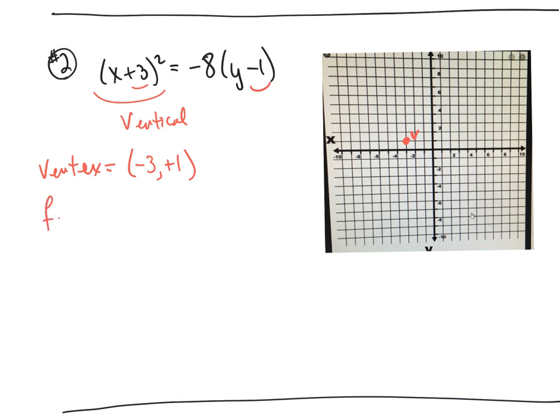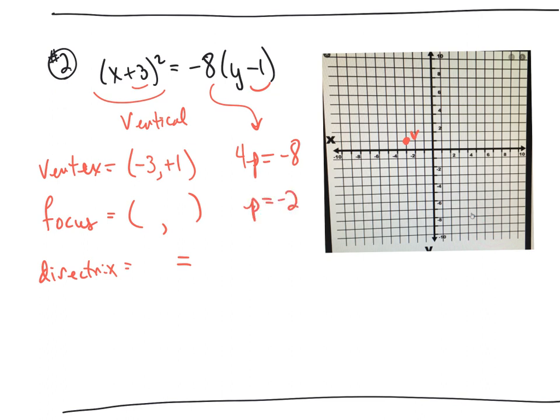Next, we're going to want to find the focus as an ordered pair and the directrix as an equation. All right, so it's either going to be a y equals or an x equals. But to figure out where the focus and directrix are, we need to know what the p-value is. And so what we do is we set 4p equal to whatever number is in front of the second set of parentheses. So in this case, -8. How do you solve for p? Divide both sides by 4, so p is equal to -2.